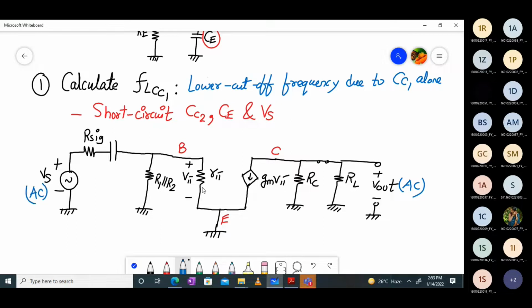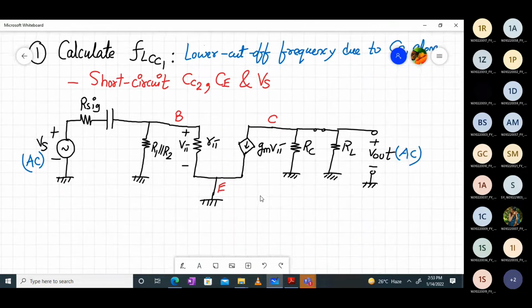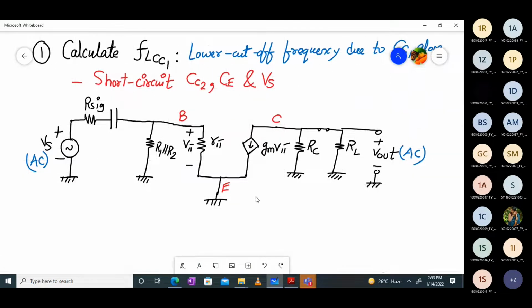Remember that. This is a small signal model, right? I mean small signal equivalent circuit. So this is the low frequency small signal equivalent circuit for calculating the lower cutoff frequency due to CC1 alone. Okay. So this is my CC1 capacitor, CC1.